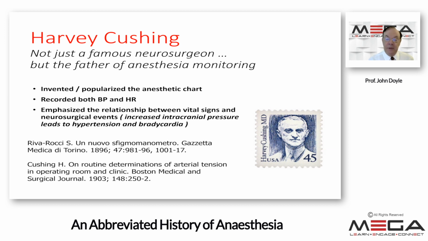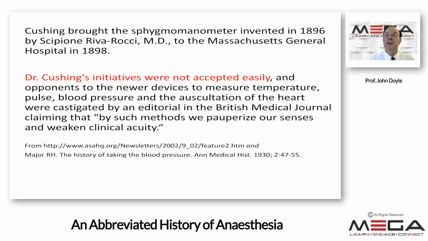The article that he used as the basis for his blood pressure monitoring came from Torino in Italy, 1896, Riva-Rocci's development of the sphygmomanometer. And he described this some years later in the Boston Medical and Surgical Journal, 1903, "Routine determinations of arterial tension." And we've been measuring blood pressure in the operating room ever since. So he brought the sphygmomanometer into the operating room, but it's interesting that his initiatives were not accepted easily.